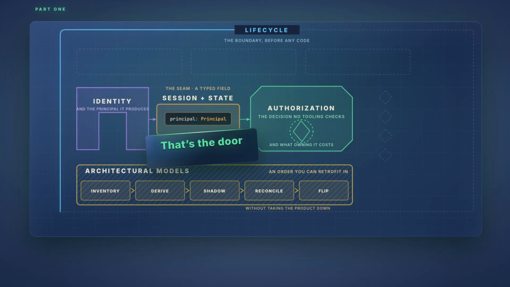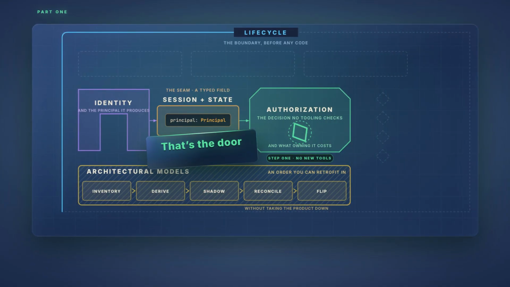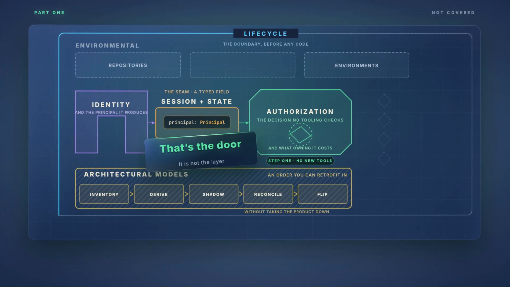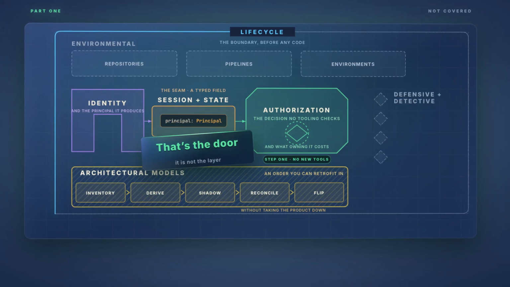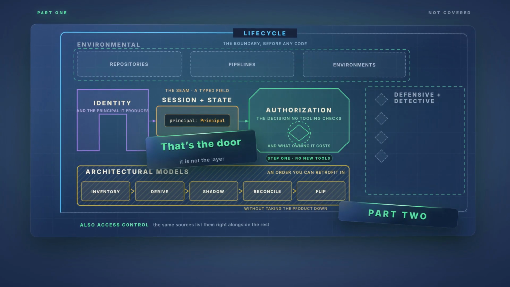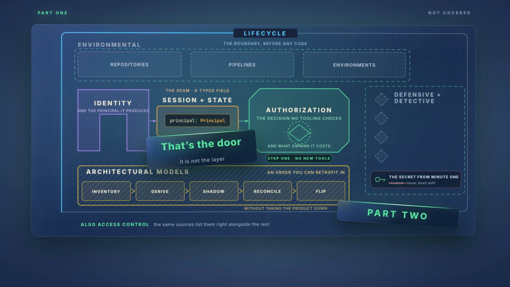And step 1 needs no new tools. Go find every place in your code that decides who may do what. It is not the layer. Environments, repository access, pipeline permissions, those are access control too. The same sources list them right alongside the rest of it, and they belong to part 2, along with the secret from the first minute of this episode, which we revoked and never actually dealt with.